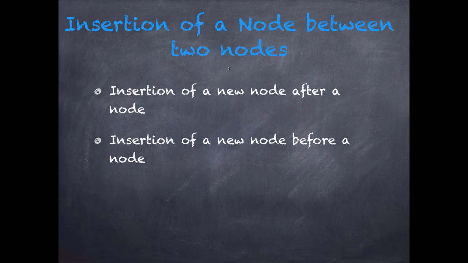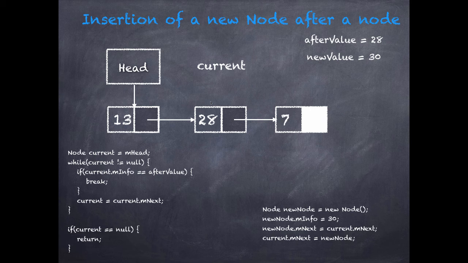In this video, we will discuss insertion of a node between two nodes. There are two subcases: insertion of a new node after a node and insertion of a new node before a node. First, let us look at insertion of a new node after a node. To insert a new node, first we need to find a reference to the node that has the after value.